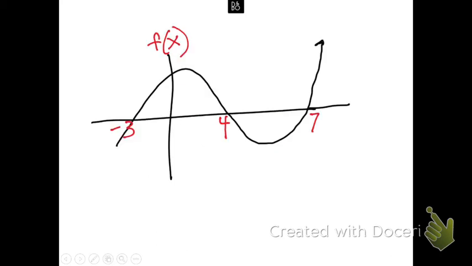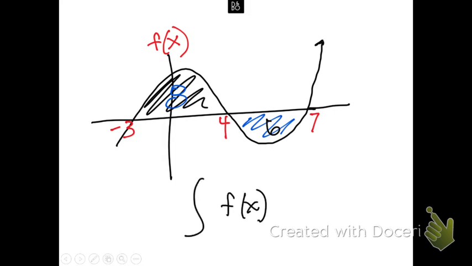So if I gave to you that the area in this region was maybe 8, making stuff up, and I give you that the area of this region is maybe 6, making stuff up, and I said, what is the integral? Be careful now, I'm going to try to trick you. What is the value of the integral of f of x from 4 to 7? Okay, well, that area is 6, but since it's below the x-axis, we would say the value of the integral is negative 6. So an area can never be negative, but the value of an integral can certainly be negative.